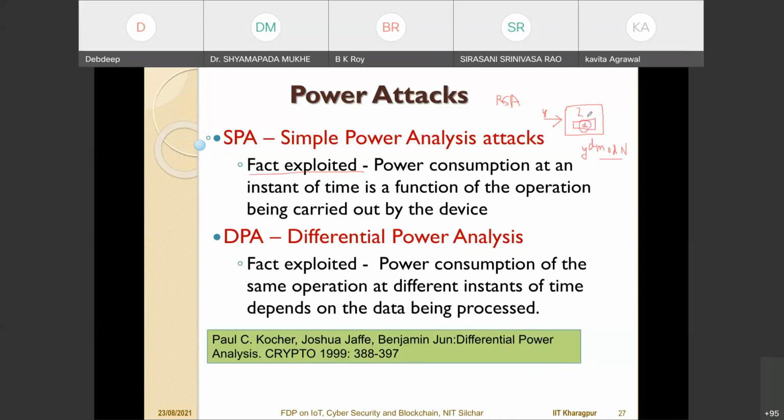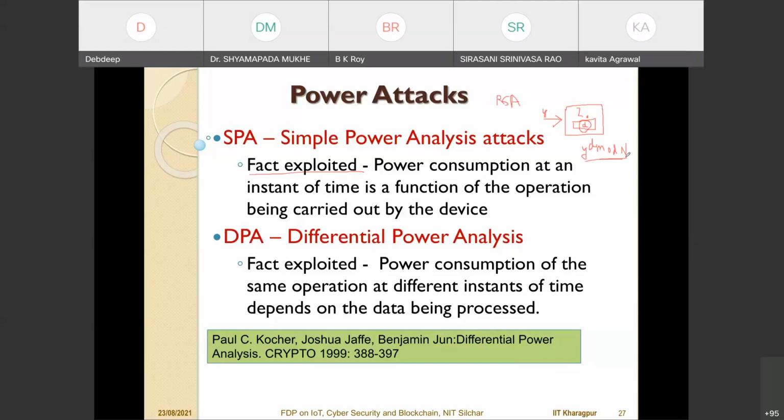Usually when you perform this Y power of D, you don't multiply Y, D times, because that would be very inefficient, as D can be really, really large. When we talk about RSA, we are dealing with, say, 1024 bit or 2048 bit arguments. So that D can be really, really large.